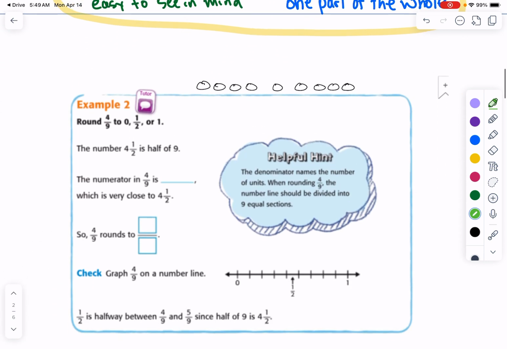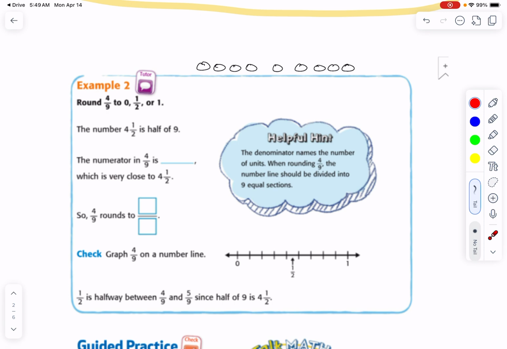All right, so let's move on to example 2. We're going to round 4/9 to 0, half, or 1. Well, here's a tricky thing. What's half of 9?